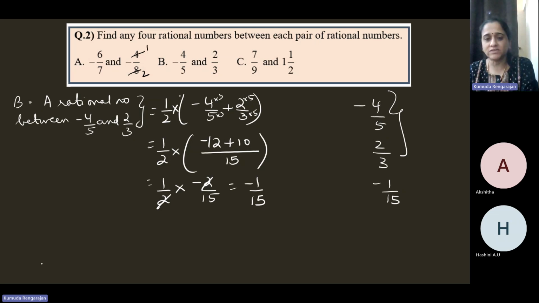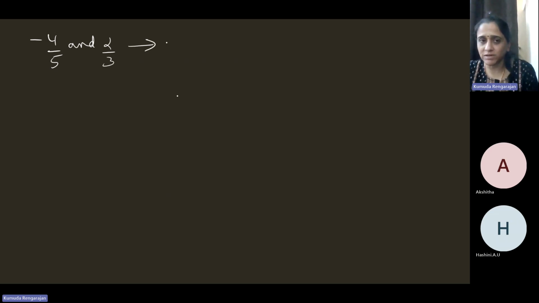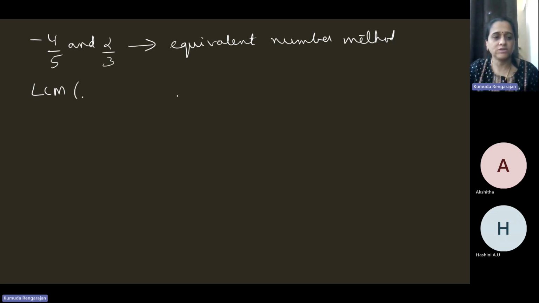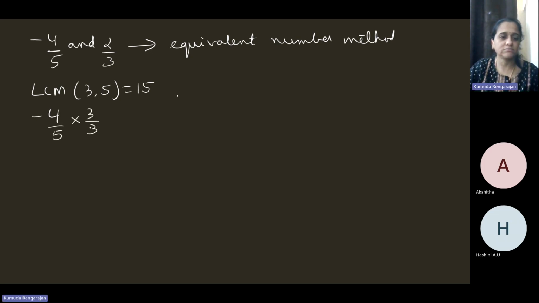Now for the same question, -4/5 and 2/3, we'll insert rational numbers using the equivalent number method. This you can insert how many ever you want. It's faster. So what's the LCM of 3 and 5? 15. So -4/5 into 3 by 3.